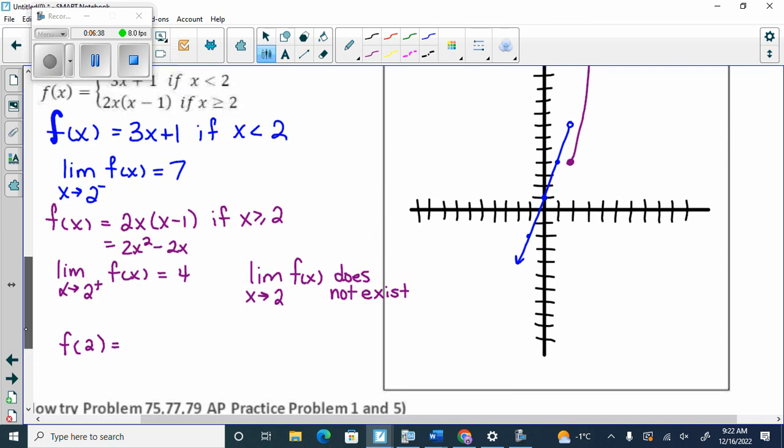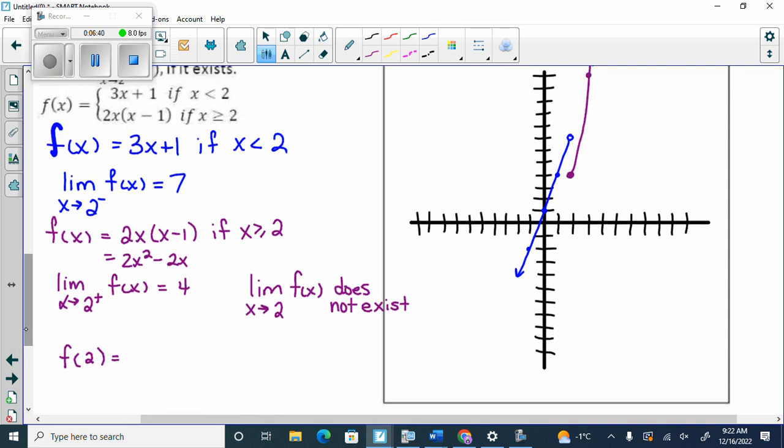Which equation would you plug it into? The second one, because it has a closed dot. A closed dot has an equal sign as well, right? So what if they both didn't have equal signs? What would f of 2 be? Doesn't exist, right? But this one there is, so I can plug it into this one. So I get 2 times 2 minus 1, the big debacle in question.